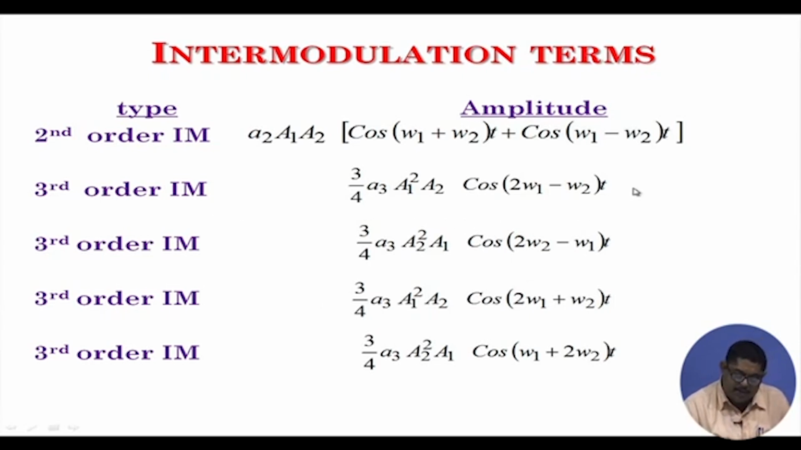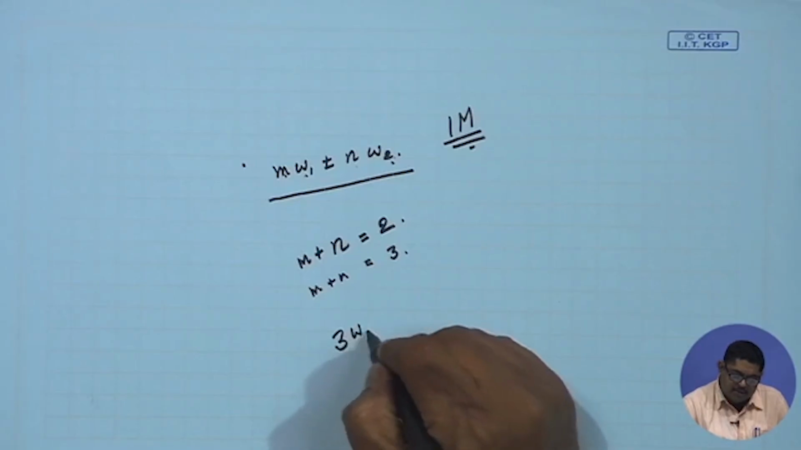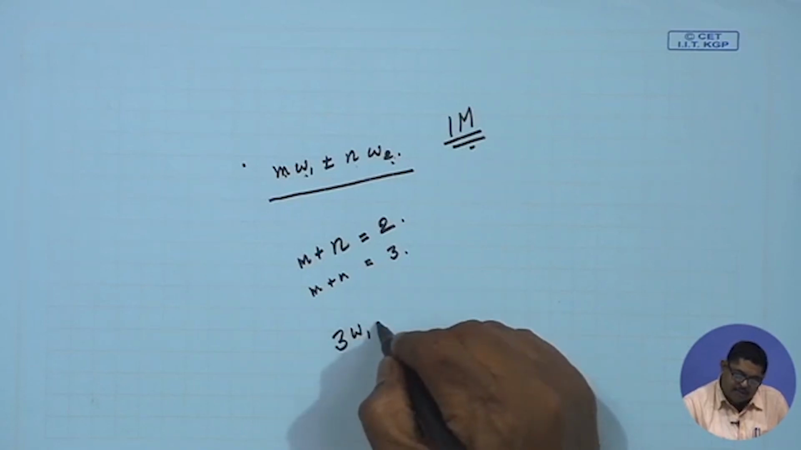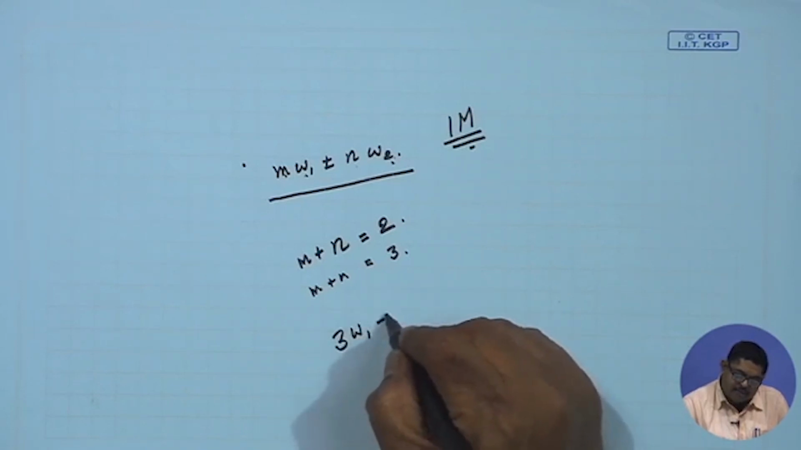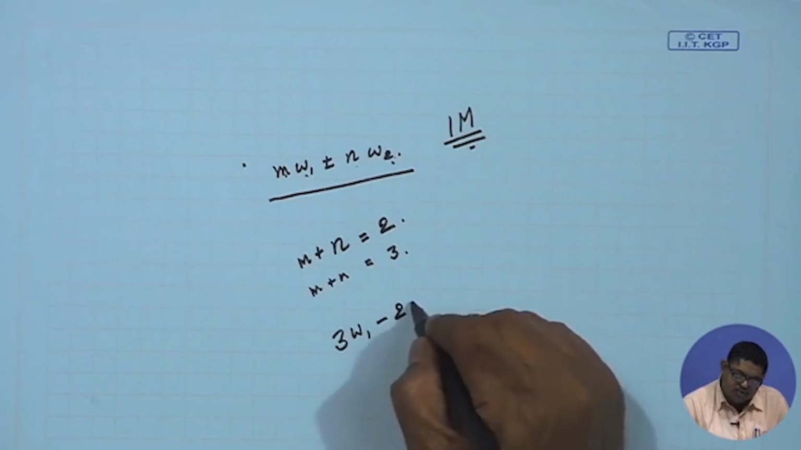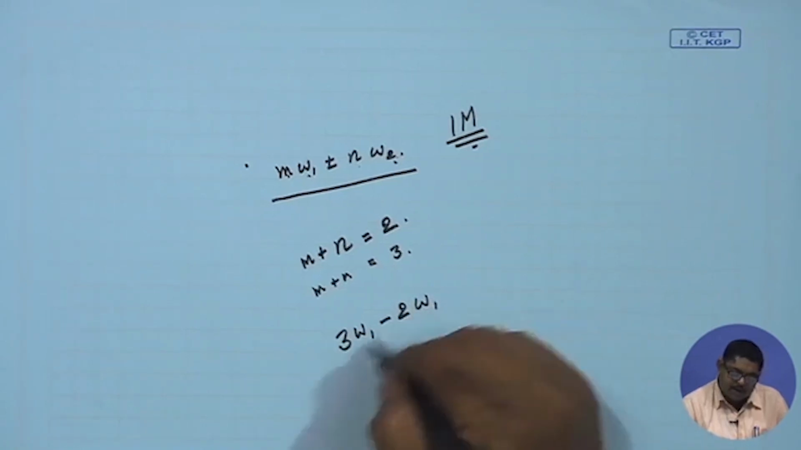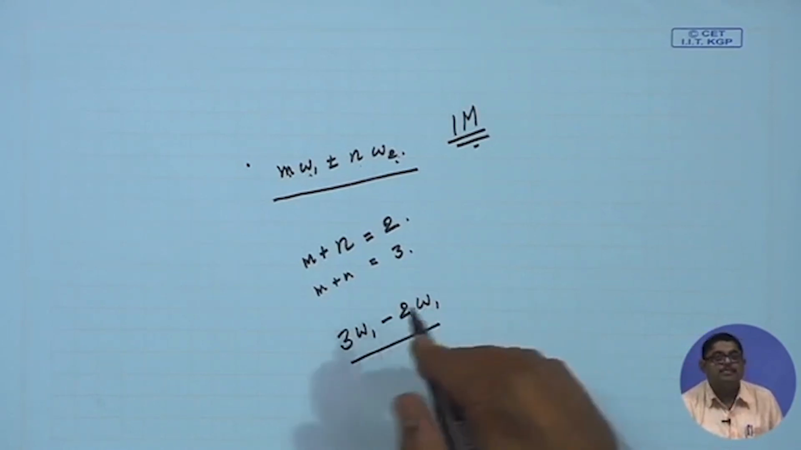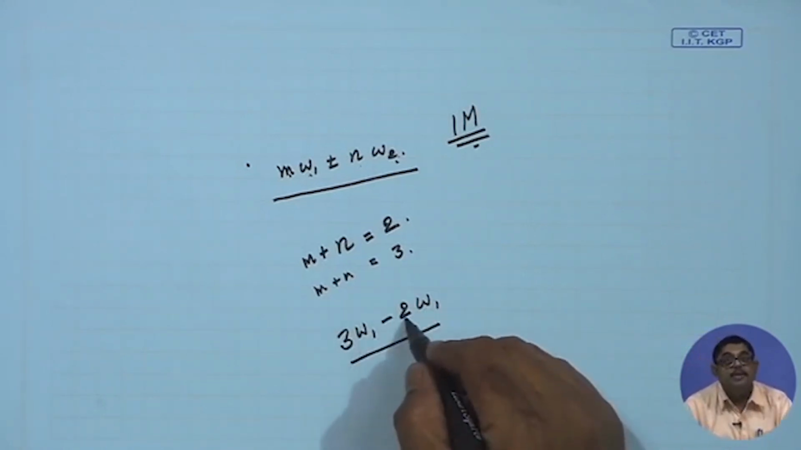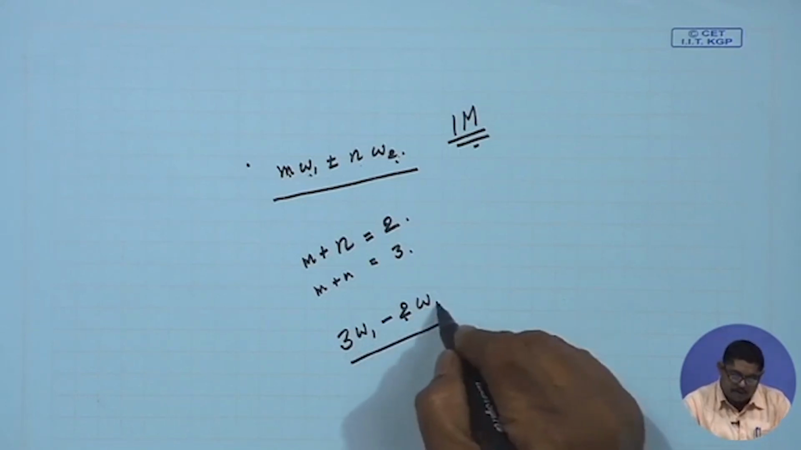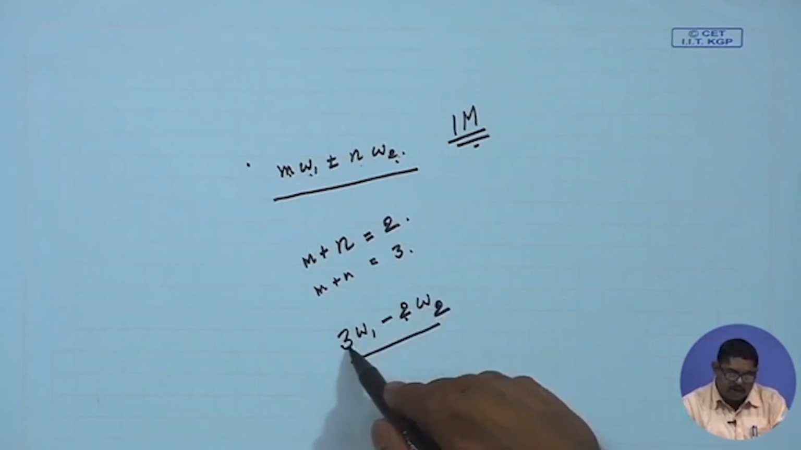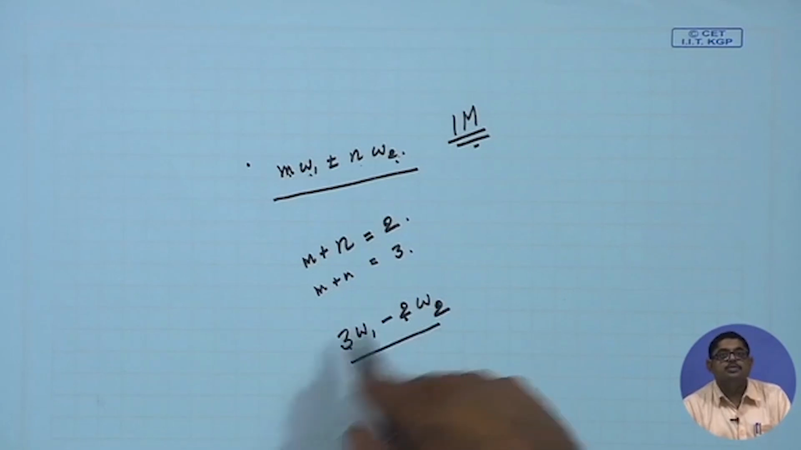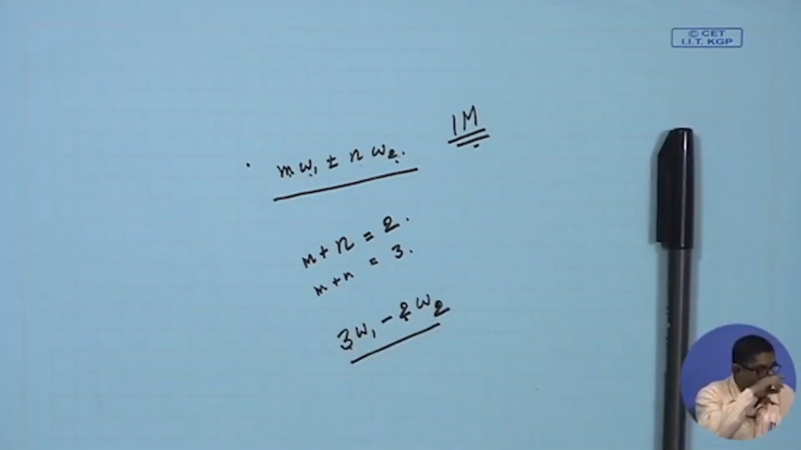Similarly, if I have 3 omega 1 minus 2 omega 2, what is this? Which IM is it? It will be fifth order IM, because this is 3 and this is 2. So, it is a fifth order intermodulation product.